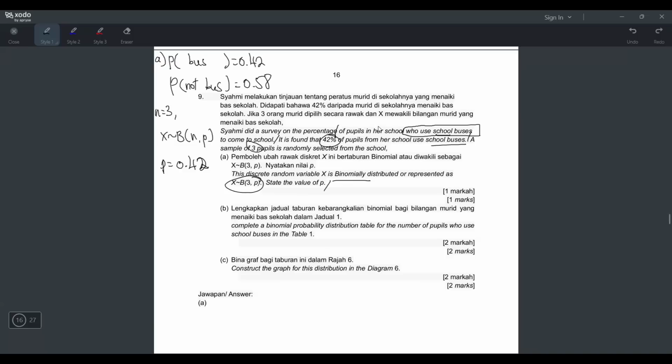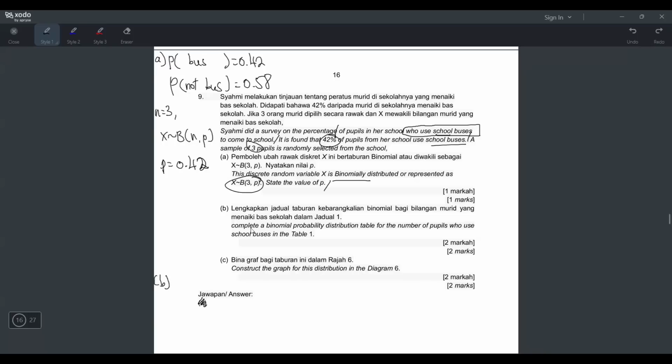So you have to read the question and see what is considered success. In this case, it says here it did a survey to see how many people go to school using the school bus. It means that the probability of success is the probability of school bus. Okay, I hope my explanation makes sense to you.